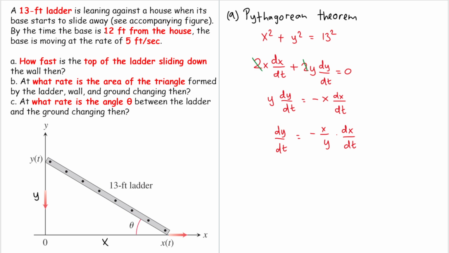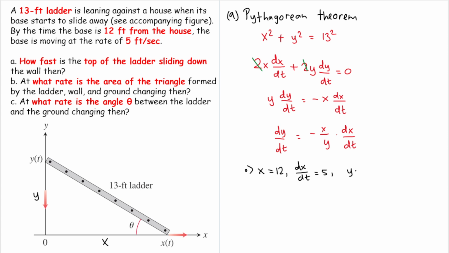We know that x is 12. We'll have x equal to 12. And we are also given that dx/dt is 5 feet per second. dx/dt here is 5. However, we don't know the value of y yet, but if x is 12, we can calculate that using this one, right?